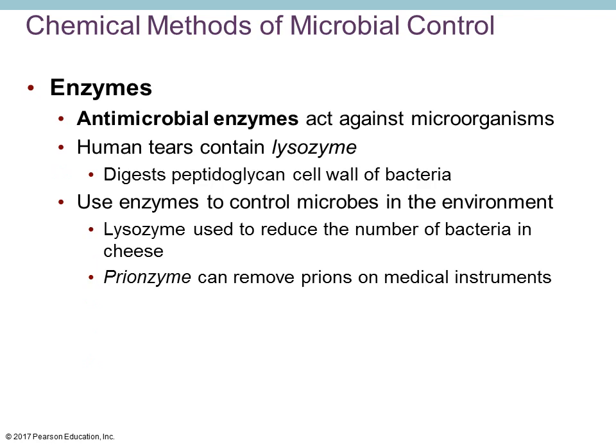Enzymes. There are some antimicrobial enzymes that different other organisms make to act against microorganisms. One example is your tears in humans. You contain an enzyme called lysozyme. Lysozyme is going to break down the cell wall of bacteria. So it's an antimicrobial agent that your body naturally makes.